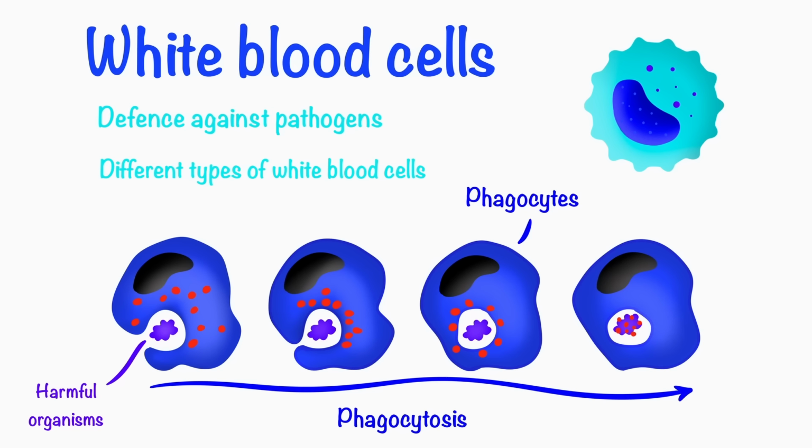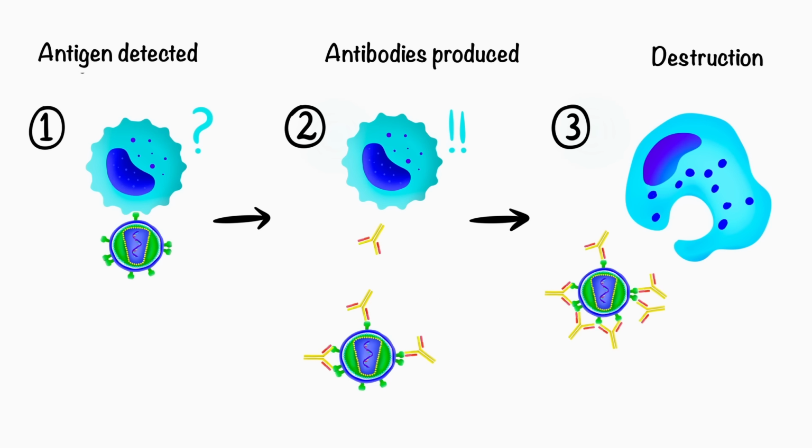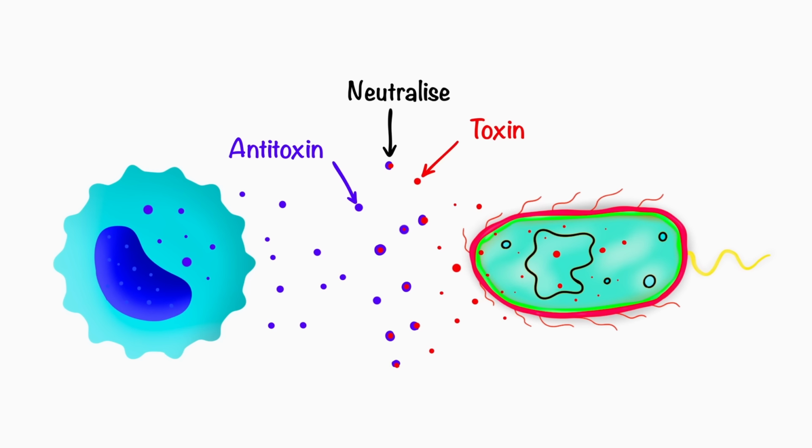Some white blood cells, called phagocytes, can change their shape to surround and engulf harmful microorganisms in a process called phagocytosis, essentially eating the invaders. Others, called lymphocytes, produce antibodies, specialized proteins that identify and neutralize foreign substances like bacteria and viruses. White blood cells also produce antitoxins that neutralize toxins released by certain bacteria.